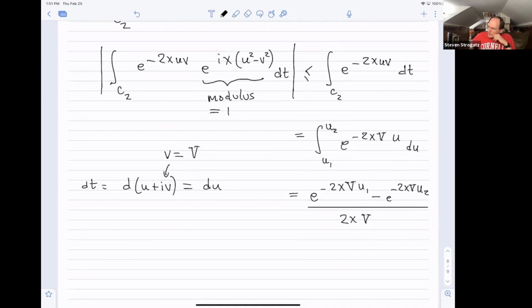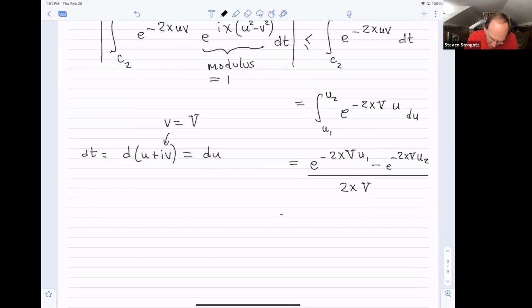And that's really small. I mean, it's being divided by capital V. It's got a big x in the denominator. It's got exponentially small terms in the numerator. I mean, there's a lot of reasons that that is small. So this is definitely going to 0 as big V goes to infinity. Okay, so the bridge is negligible. So we're going to ignore C2.